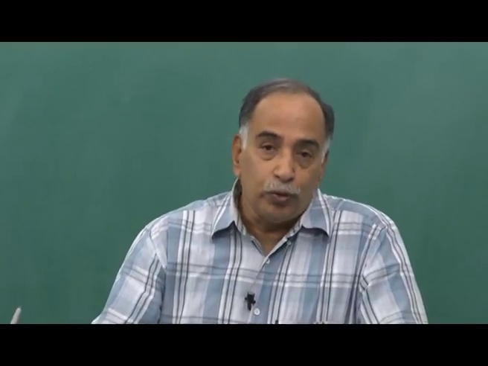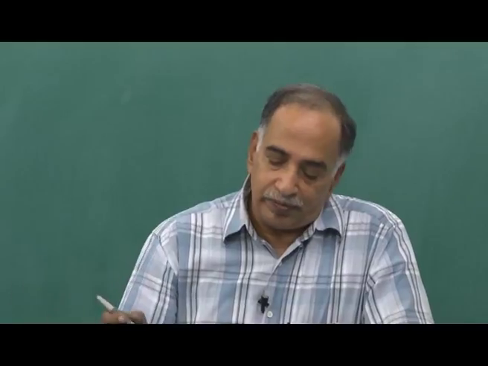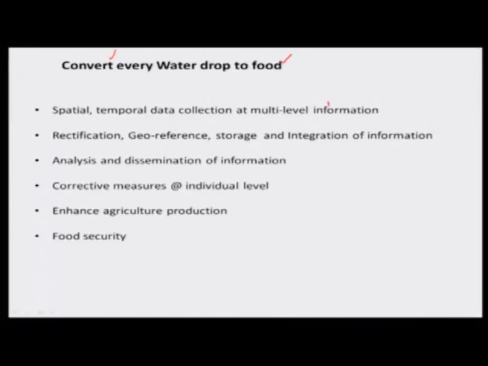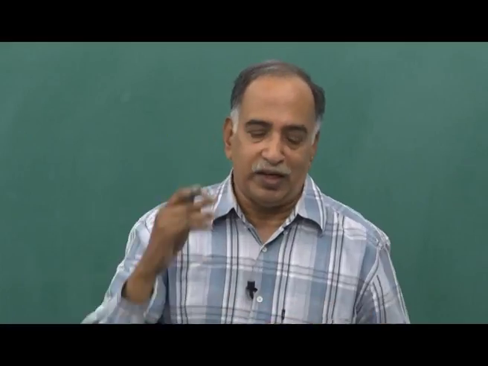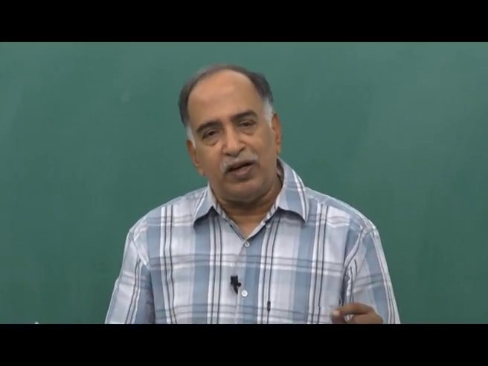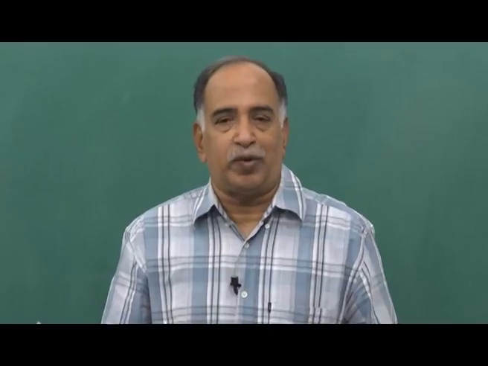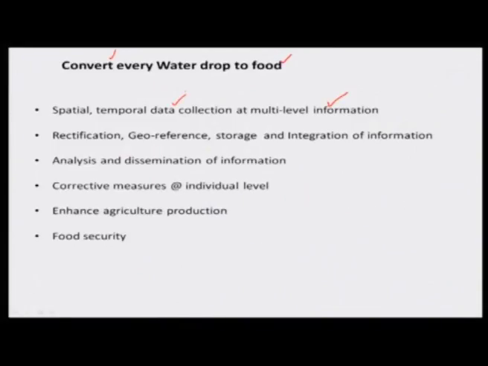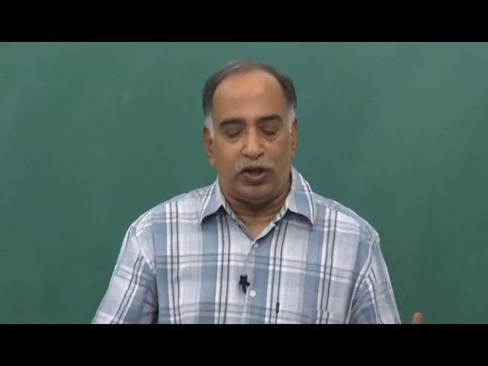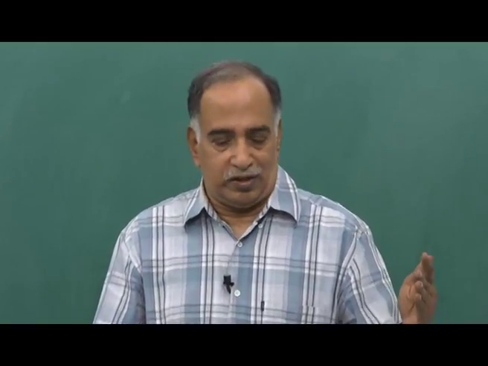So, how do we go about it? Multi-level information should be there. Multi-level in the sense that you have the agriculture plot, villages, then area, then region, then the country, with different spatial accuracies, maybe 1 meter, 10 meters, 100 meters, for that type of data collection. Temporal is nothing but how frequently you do that: daily, weekly, monthly, or seasonally. That should be done in different geographical locations, so that water can be saved.